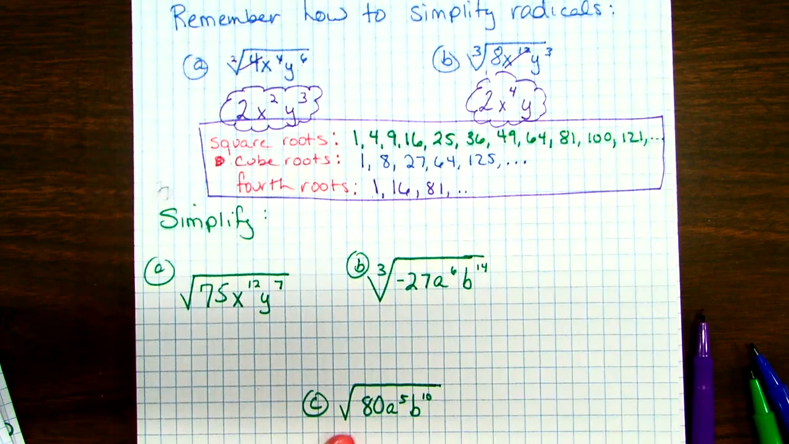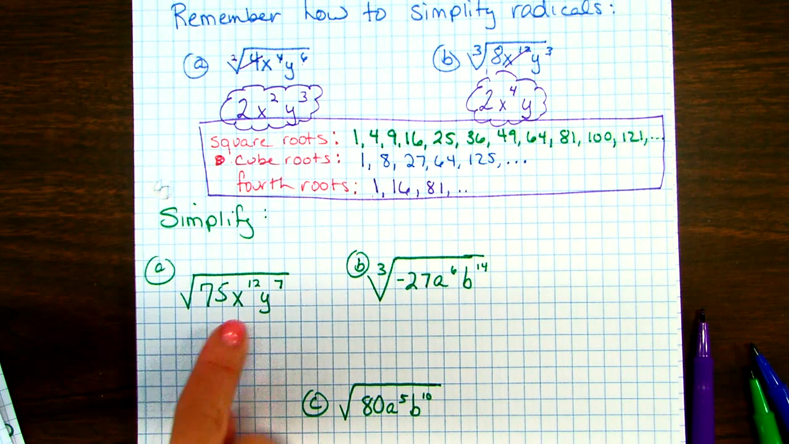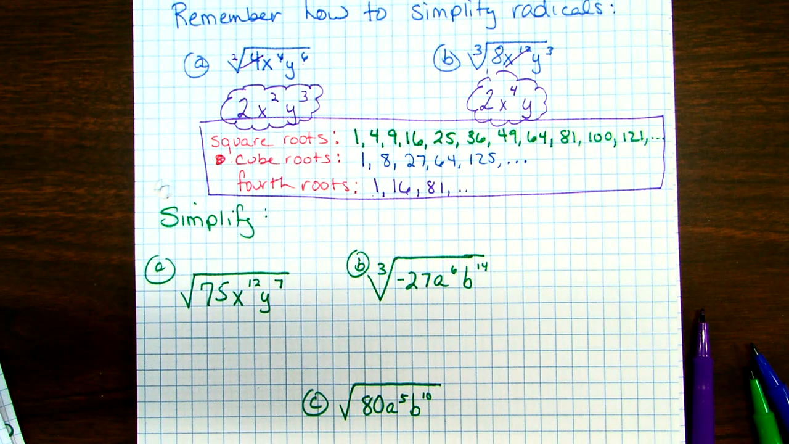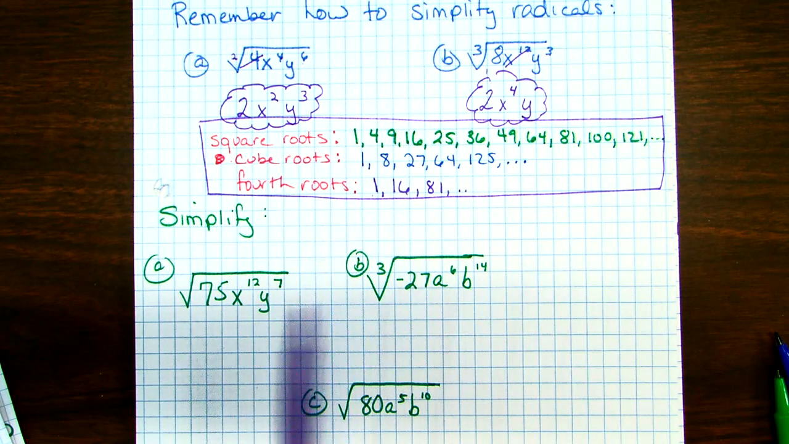All right, so how is that going to help us? Let's look ahead at what we have. We have square root, right? So we're looking at our first root. And just starting with the number, it's 75.